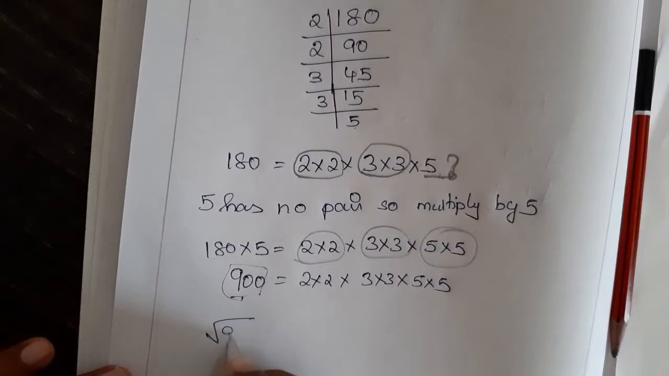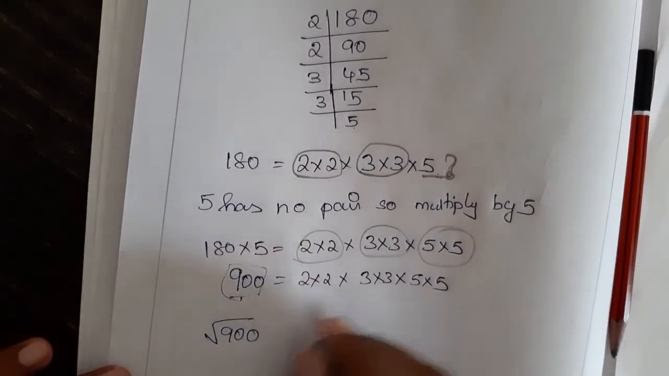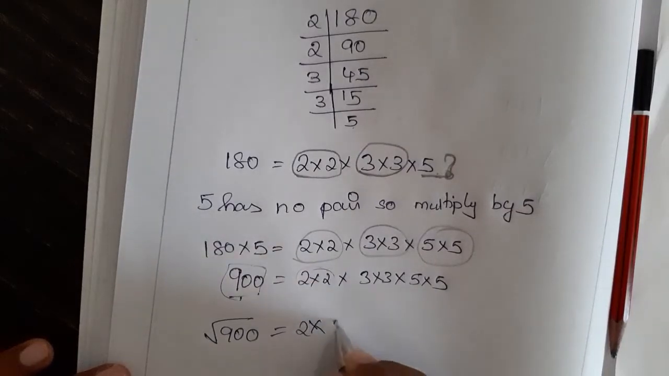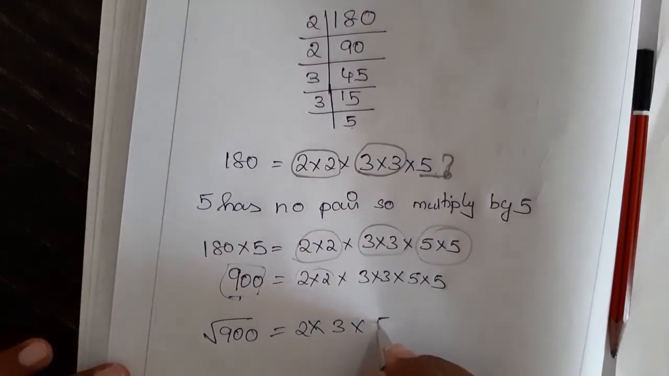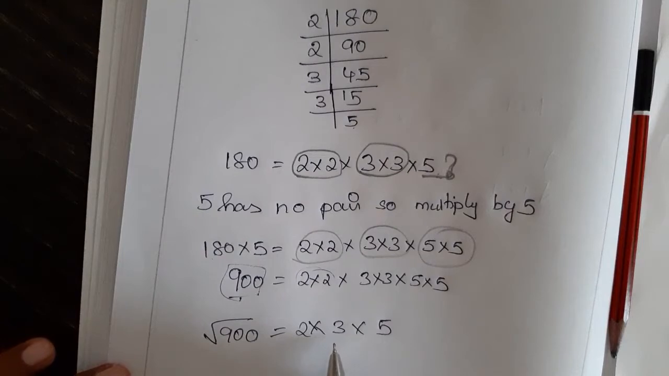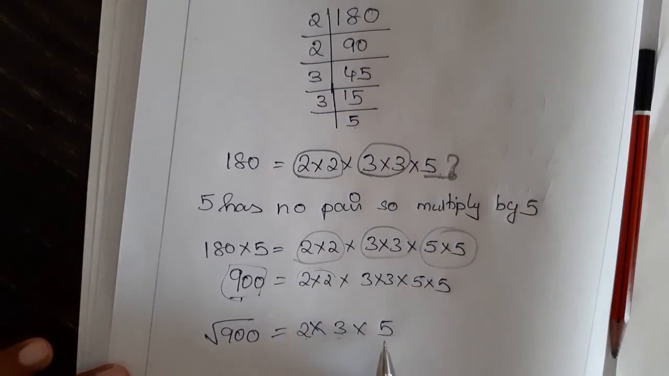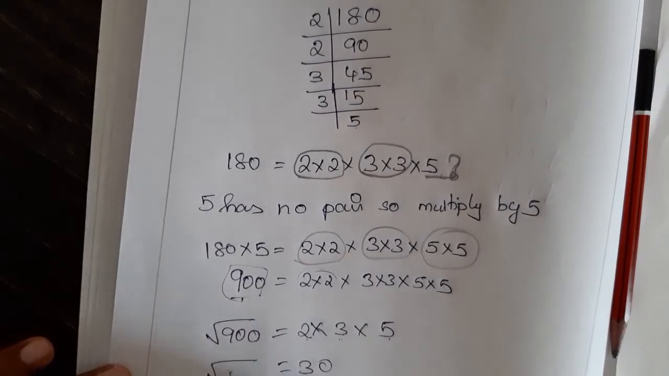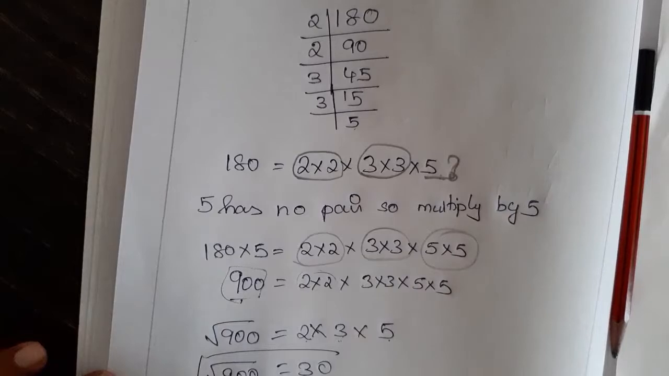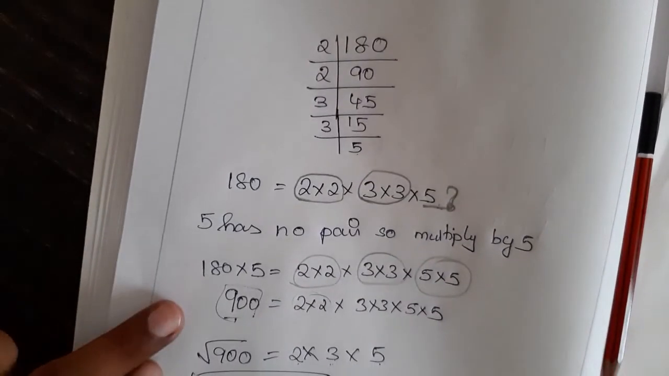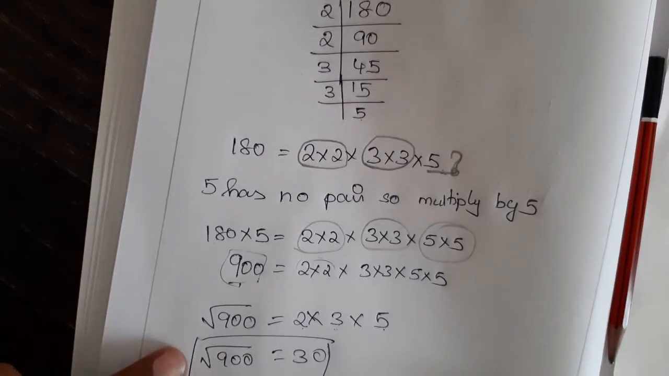Square root of 900 is just this: paired up, we have to write only once. This is one pair, 2 into, this is one pair, 3 into, this is another pair, 5. Right? So 2 into 3 is 6. 6 into 5 is 30. The square root of 900 is equal to 30. So the required smallest number is 5. So we obtain 900, and after obtaining, we found the square root.